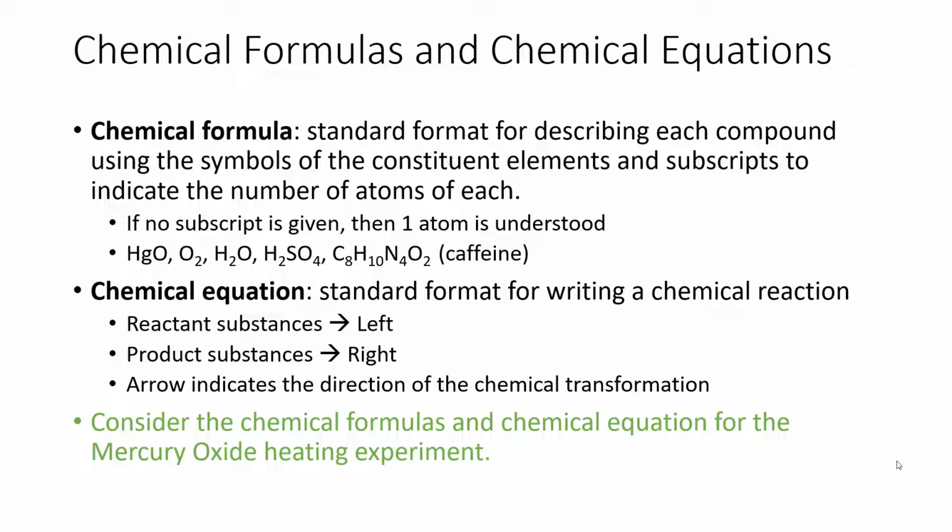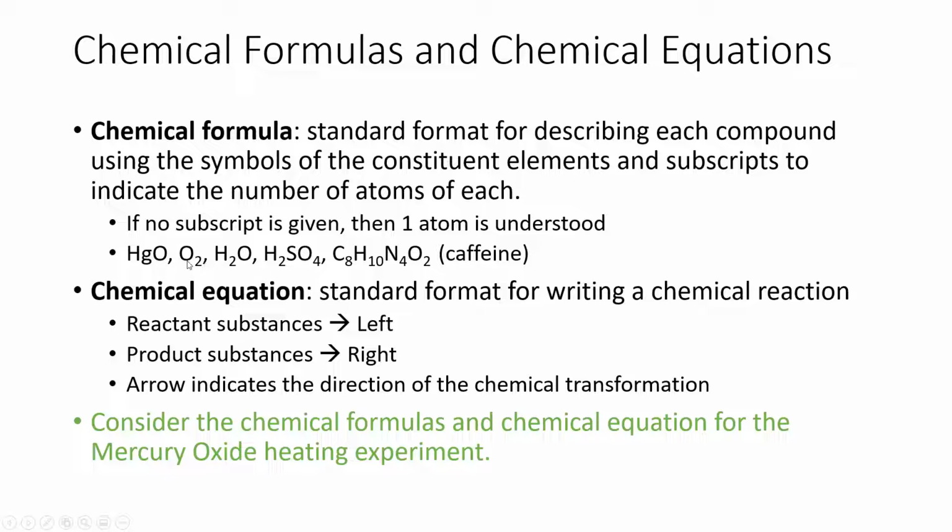Chemical formulas are the standard format for describing each compound using the symbols of the constituent elements and subscripts to indicate the number of atoms of each element. If no subscript is given, then one atom is understood. For example, for mercury oxide, HgO, Hg is the symbol for mercury and O is the symbol for oxygen. Since there's no subscript for either one, that stands for one mercury atom and one oxygen atom in fixed proportion 1:1.